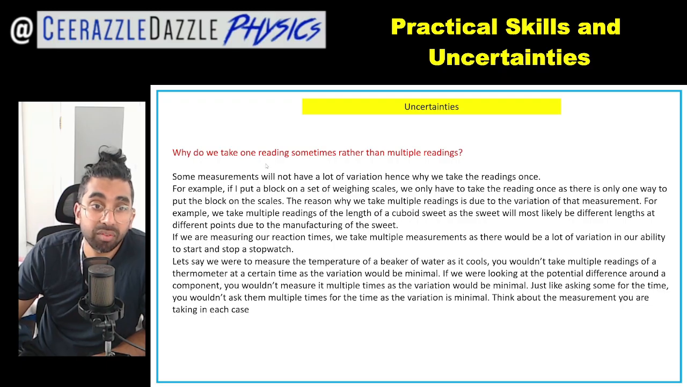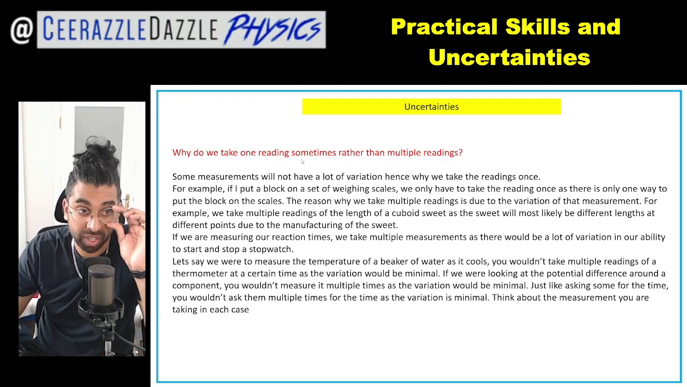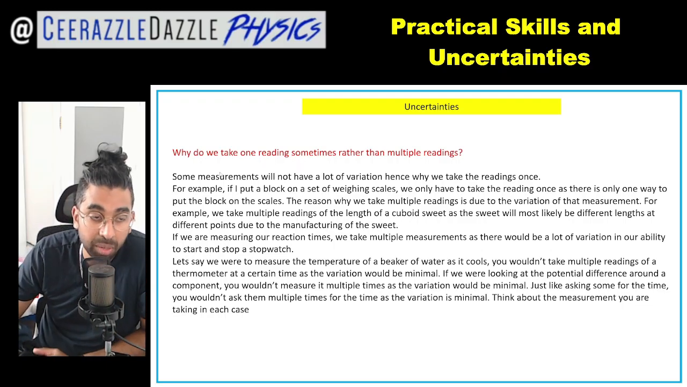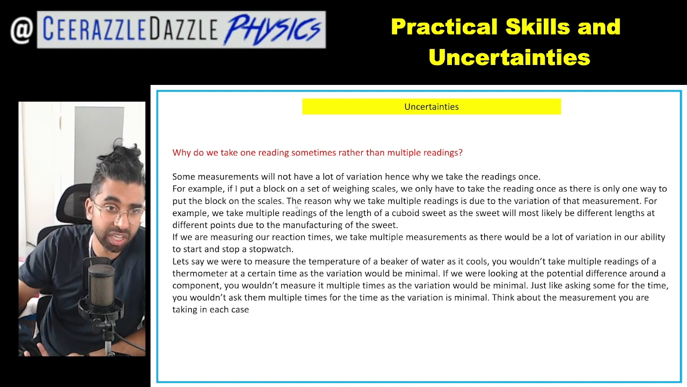Why do we take one reading sometimes rather than multiple readings? Well, it depends on the experiment that we're looking at. Some measurements will not have a lot of variation, hence why we take the readings once. For example, if I put a block on a set of weighing scales, we only have to take the reading once, and there's only one way to put the block on the scales. It's not going to change that much if I change it around.